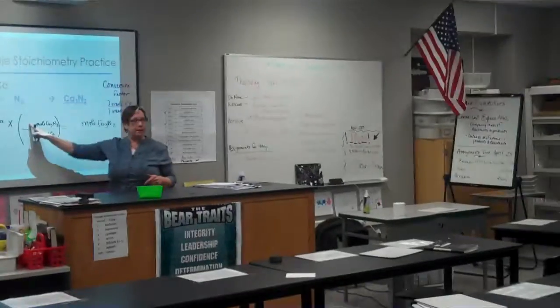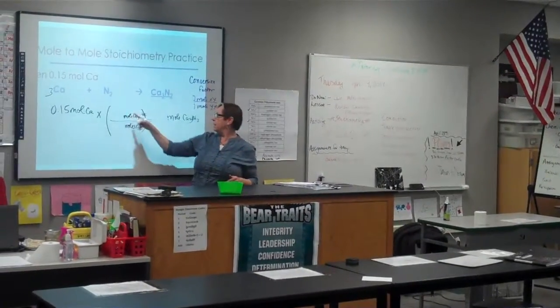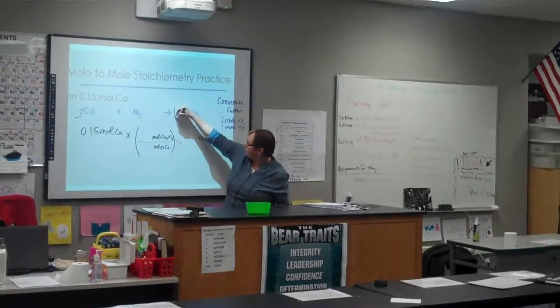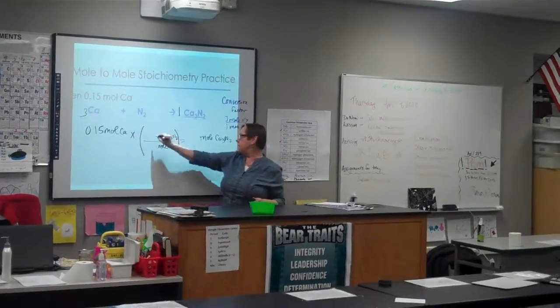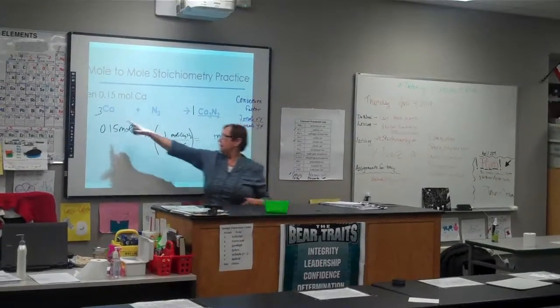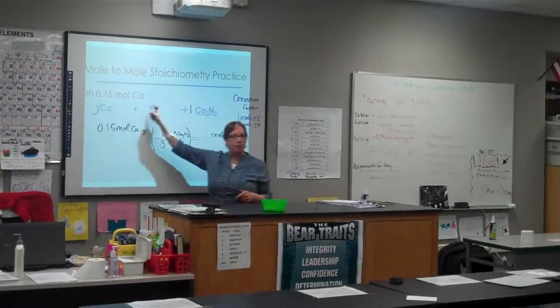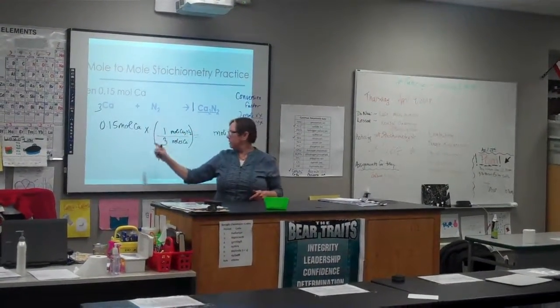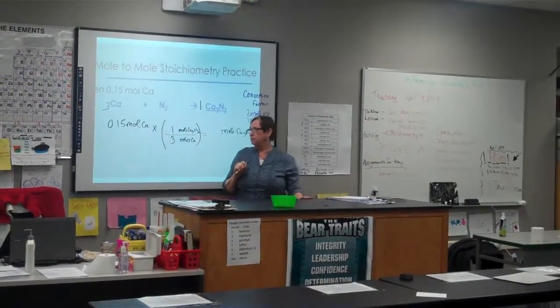Okay, now what number am I going to associate with mole Ca? 1. Okay, and that's because there's nothing here, so it's an implied 1, isn't it? What am I going to put in front of this? 3. You're going to your coefficients of your balanced equation to get this ratio.